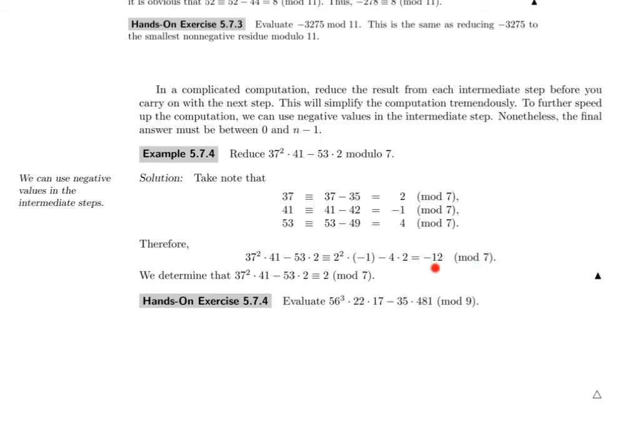How do we bring this up into the range that it needs to be? Well, we just add a convenient multiple of 7 in this case. If I add 14 to negative 12, I get 2, which is in the appropriate range. Now, pause the video, try this hands-on exercise. Notice we have a different modulus, which is 9. So you'll want to apply the same technique to these numbers here.